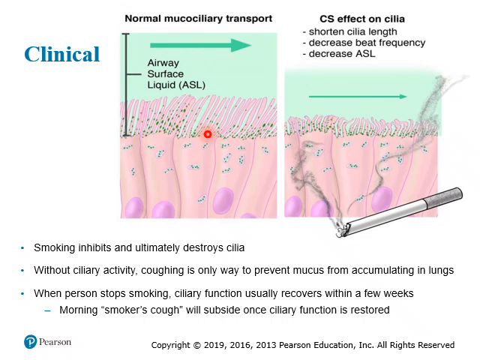However, everything is actually reversible. When a person stops smoking, ciliary function usually will recover within a few weeks. The morning smoker's cough will subside once the ciliary function is restored. So the reason why you have your morning cough, if you are a smoker, is because you have practically cut down the length of your cilia in half, or sometimes you have debrided your mucous membrane of the cilia. And the only way really to get rid of particulates will be to cough it out.